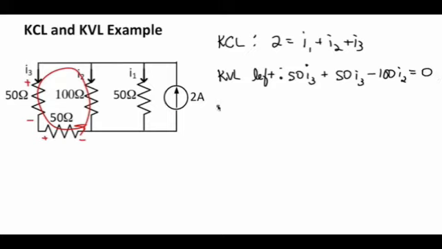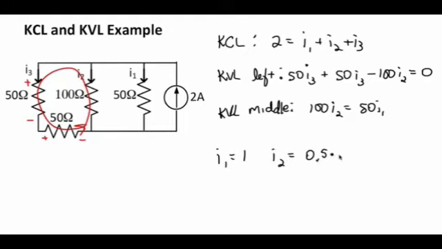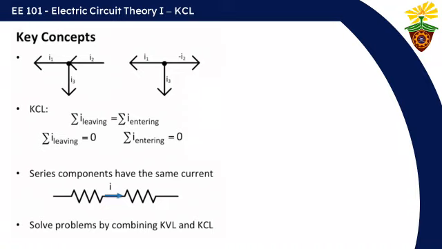Now if I do a KVL in the middle, well, these two components are actually in parallel with one another. And so in that particular case, I've got 100 I2 equal 50 I1. So what I now have is 3 equations and 3 unknowns, and I can solve for the currents from those equations. And in that case, if I solve them, I would have I1 equal 1, I2 equals 0.5, and I3 equals 0.5.